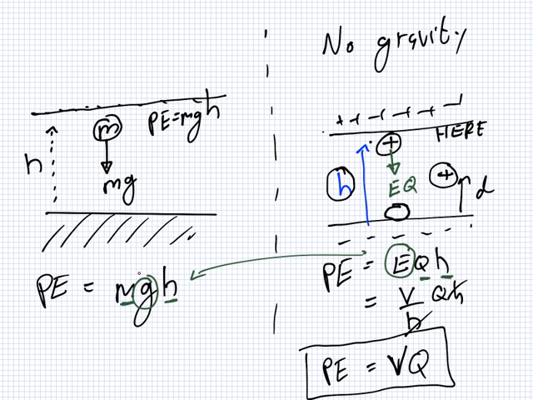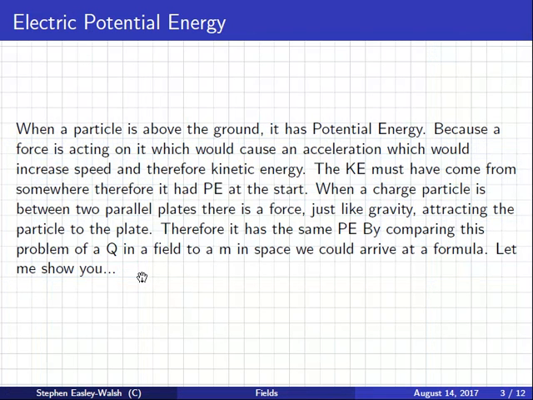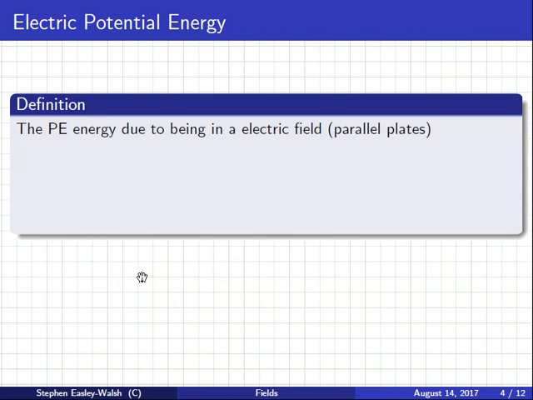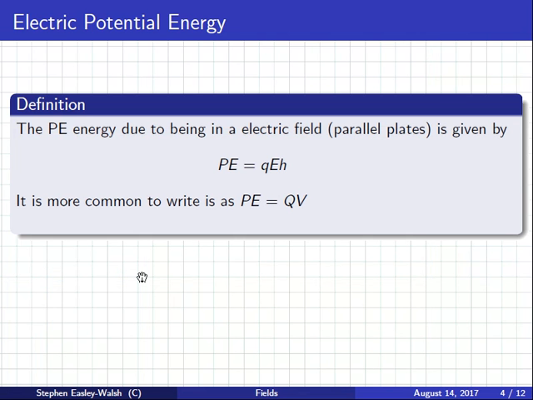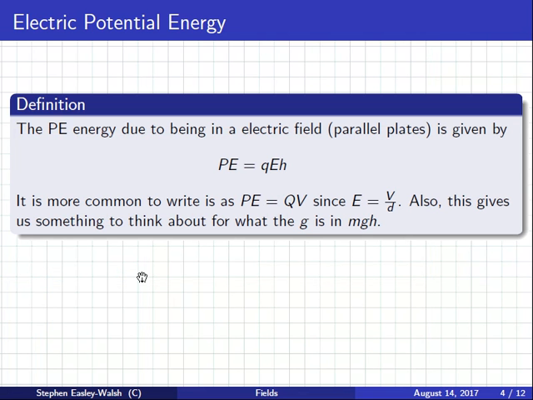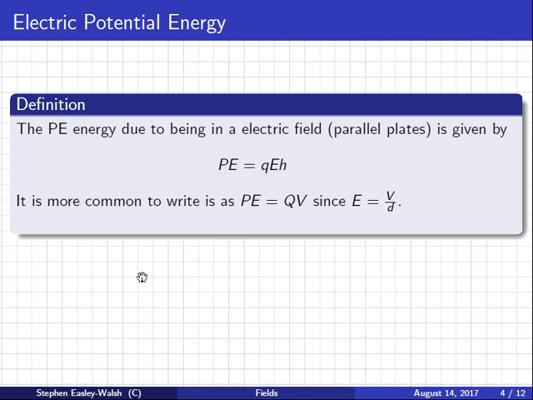Okay, continue. So the potential energy due to being in an electric field is given by the formula QEh. But of course, if it starts at the top, where the h is the distance between the plates, you can simplify it as QV, which is more common, since E equals V over d. This gives us something to think about for the g in the mgh, actually. So have you got those two formulas? Yep. Okay.